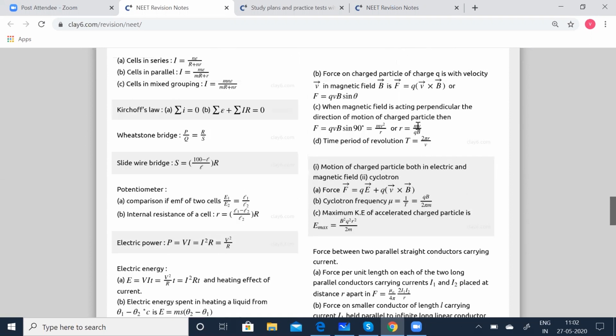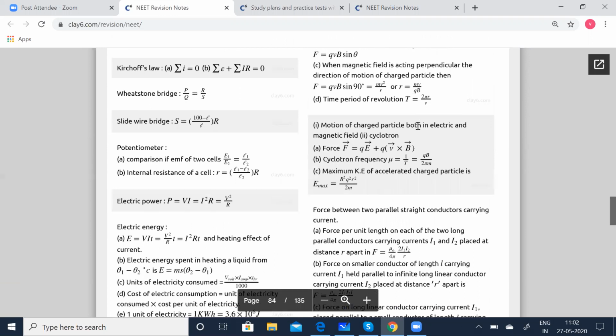So you can see that the force is now going to be the addition of both the electric field and the magnetic field. The force due to the electric field and the magnetic field: q E vector plus q times v cross B.